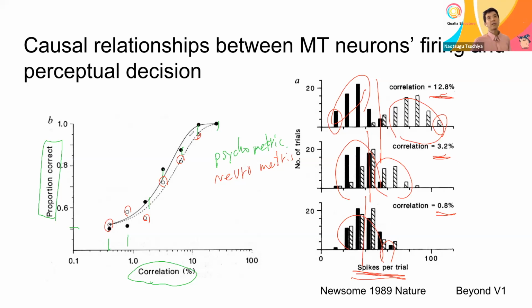And in the case of MT, it turns out that the monkey's performance is almost the same as one of the best neurons within MT. So that's suggestive that neurons in MT are responsible for our visual motion behavior in the case of the monkey.